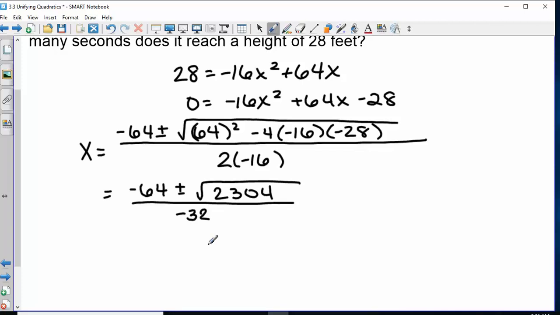Okay, since I'm talking about time, I don't really want to say it takes 5 radical 3 seconds, do I? It would be better to say 5.4 seconds. So let's go ahead and just type these in and get the decimals. So you're going to do negative 64 plus the square root of 2,304 divided by negative 32, and then we'll do the minus 1.